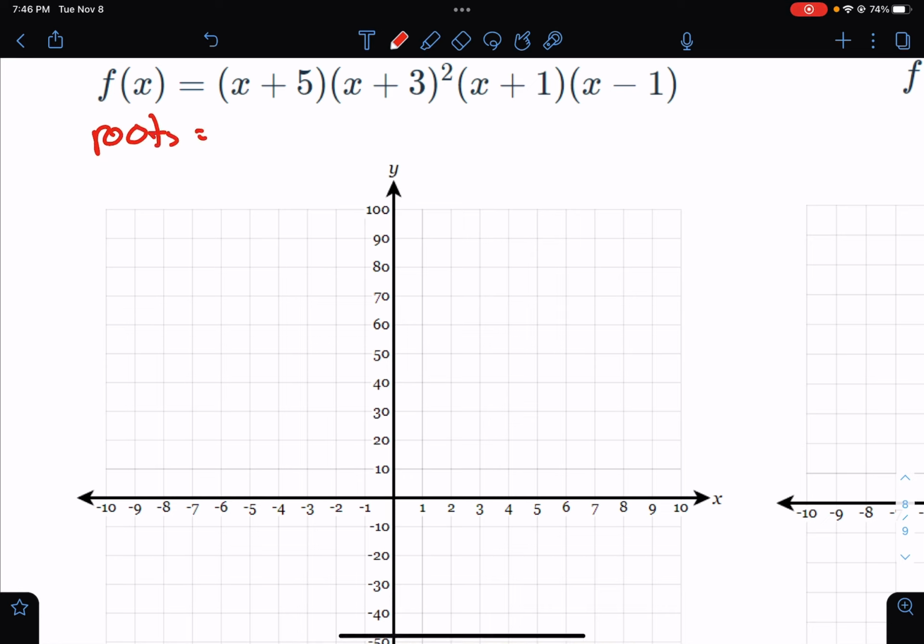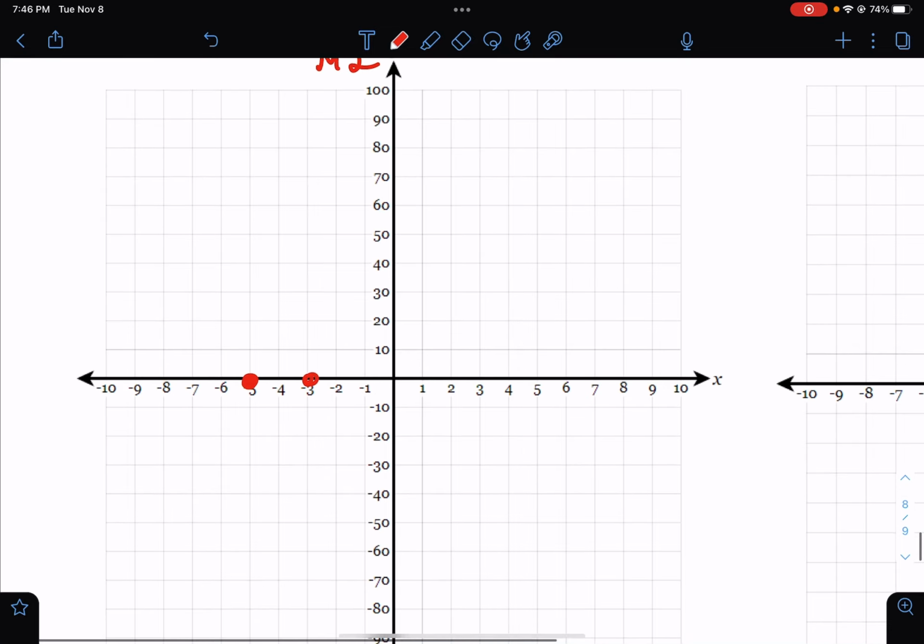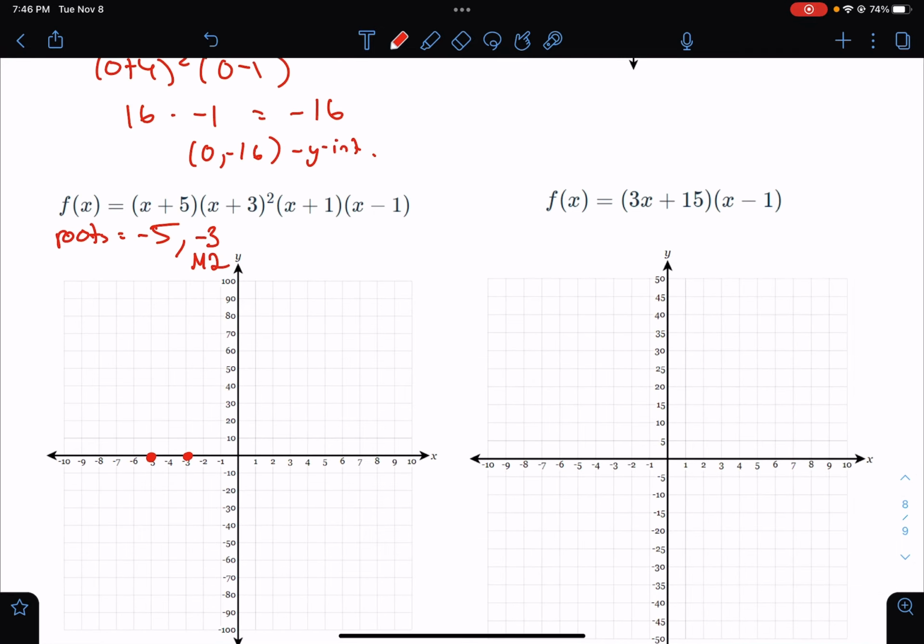So here we're going to have a root of -5. And notice how I put these in as I find them. Here we're going to have a root at -3. And that's going to have a multiplicity of 2. So we're going to bounce at -3. All right, then we're going to have a root at -1, and we're going to have a root at +1.